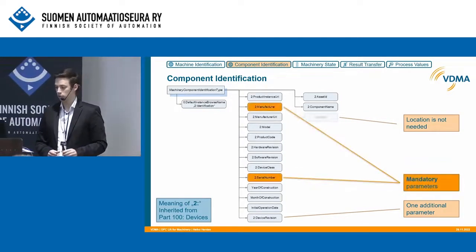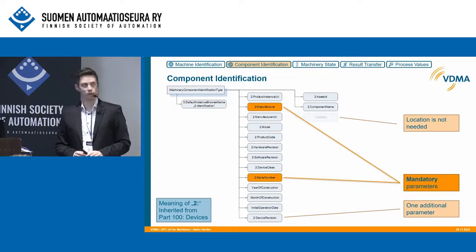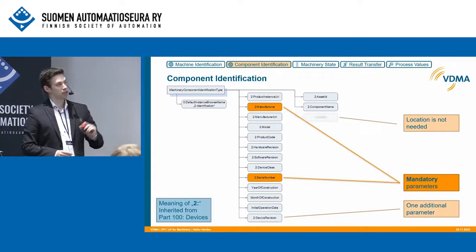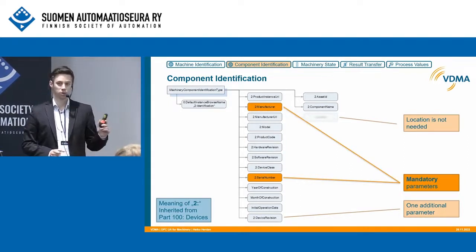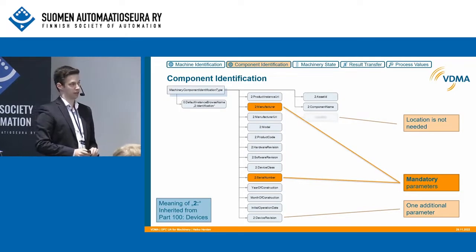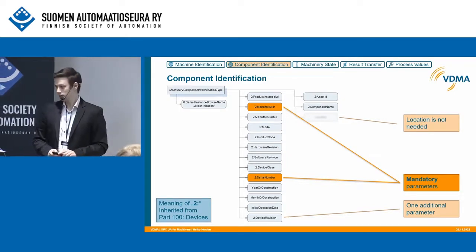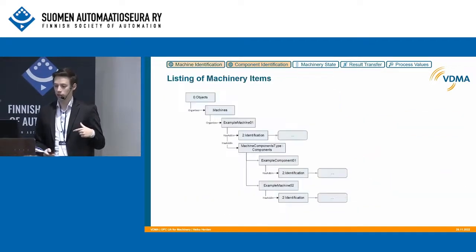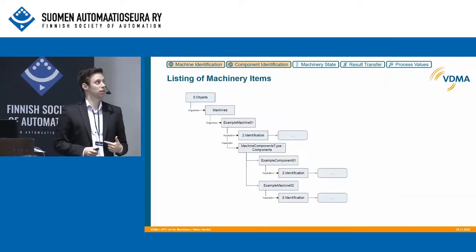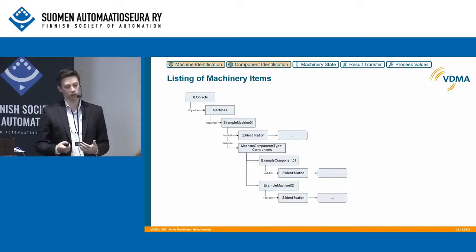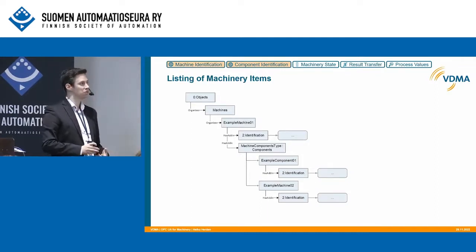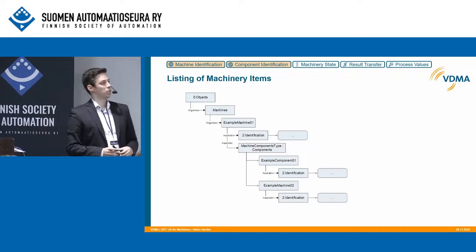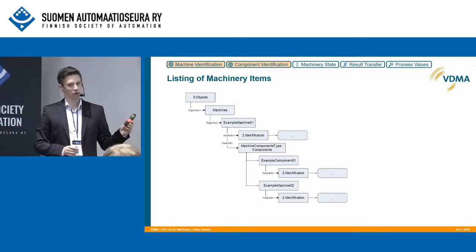And we only have 2 mandatory parameters. We have the manufacturer and the serial number. And in this case, we don't need to have a unique identification. So this is machine identification and component identification. If I use those things, the machine identification type and component identification type, I also have the advantage that I will find those objects in the server more easily.